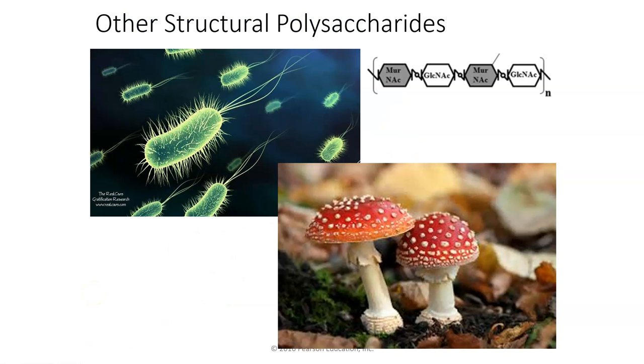Other examples of polysaccharides found in different life forms. A lot of bacteria will have different sorts of organizations of these different GlcNAc and MurNAc polysaccharides associated with them, in terms of these different types of orientations of beta 1,4, beta 1,3 linkages. And we also have, in fungi, different types of organizations for different structural polysaccharides as well.